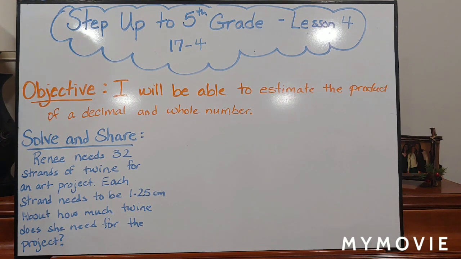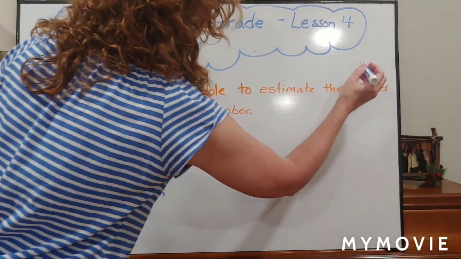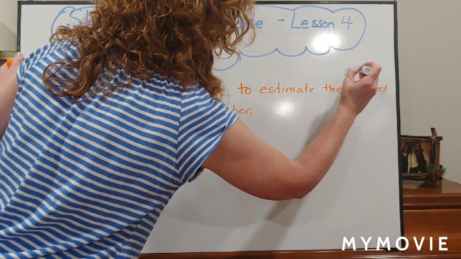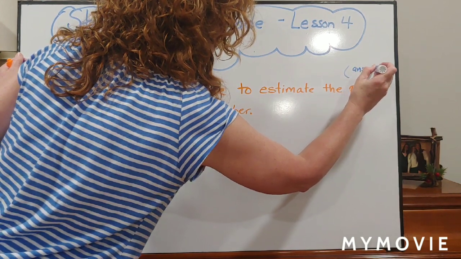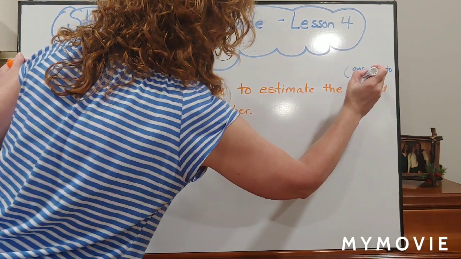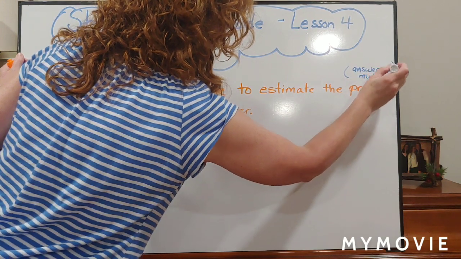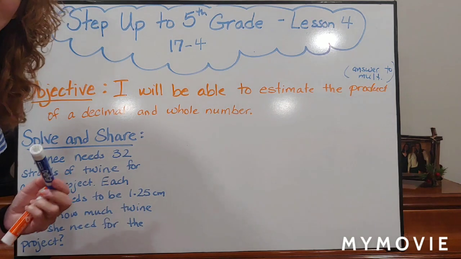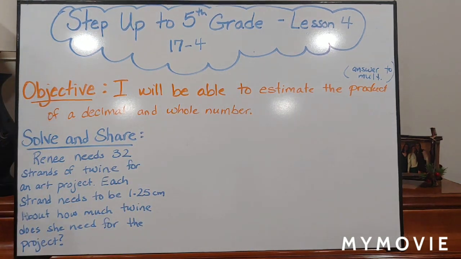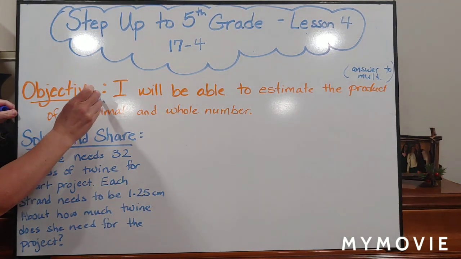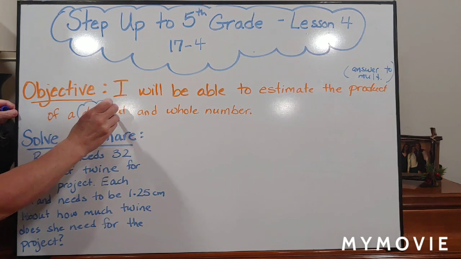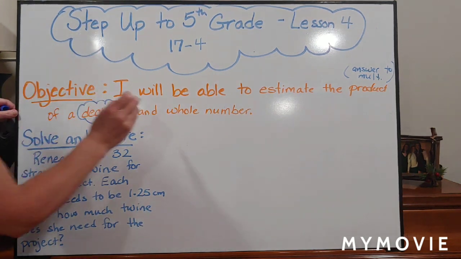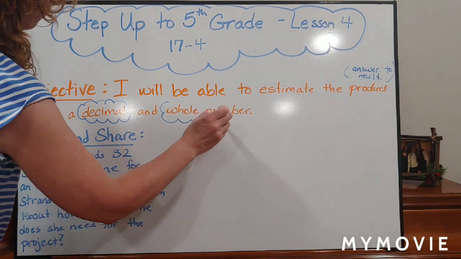So what does the product mean? Well, if you said the answer to a multiplication question, you would be right. So we're going to write answer to multiplication. So now I know what operation I'm going to be using. I'm going to be multiplying. And look at here, we're multiplying. This is new territory for us. This is why it's 5th grade stuff. Decimals and a whole number.